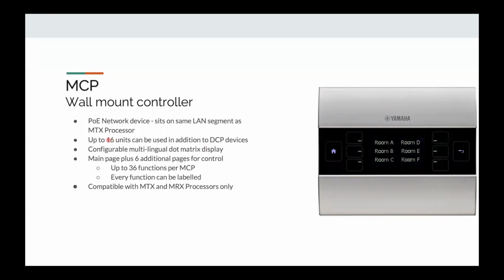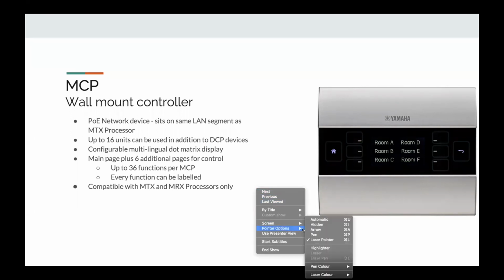You can have up to 16 units. That's 16 units in addition to the 8 DCPs you can have. The display is multilingual. As I said, you have up to 6 pages of control, which actually gives you up to 36 functions, and every function is individually labeled. Very important to say, the MCP is only compatible with MTX and MRX processors.